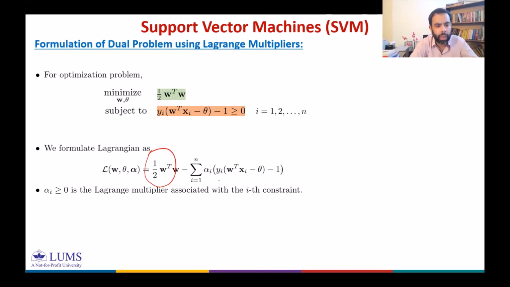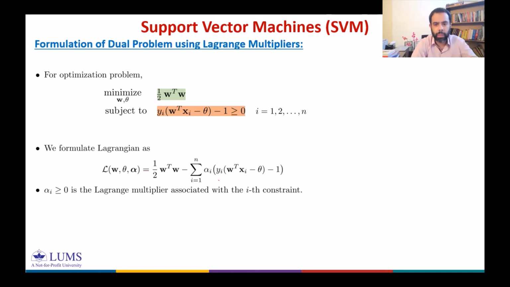Alpha i is the Lagrange multiplier associated with the ith inequality constraint. To determine the Lagrange dual function, we want to minimize this with respect to W and with respect to theta. And this is still a convex function of W.